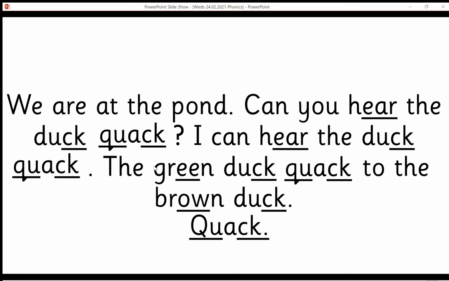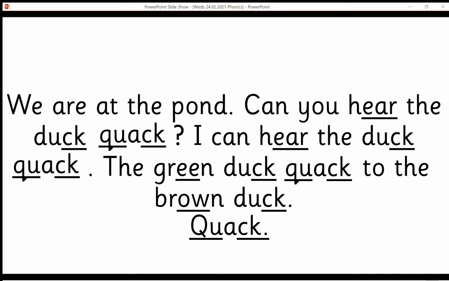The green duck quacks. That's meant to have an s on the end. Quacks to the brown duck. The green duck quacks to the brown duck. Quack, quack. We are at the pond. Can you hear the duck quack? I can hear the duck quack. The green duck quacks to the brown duck.